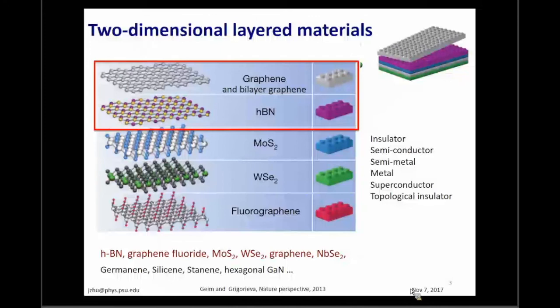A lot of people here work on two-dimensional materials of various formats. This field has mushroomed since 2004, 2005-ish, when graphene was first discovered. Now you have a whole family of two-dimensional layered materials that cover everything from insulator to superconductor. And there are a lot more ways of constructing these materials. What I'm going to focus on today are heterostructures that combine two constituents: graphene, specifically bilayer graphene, and hexagonal boron nitride, which is a large-gap insulator.